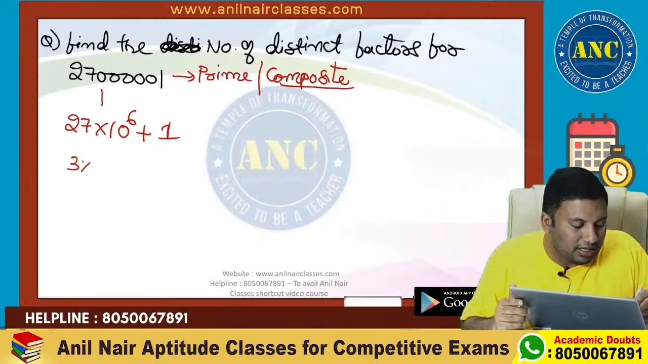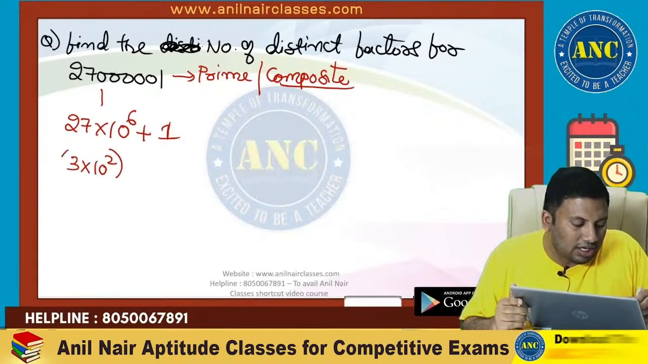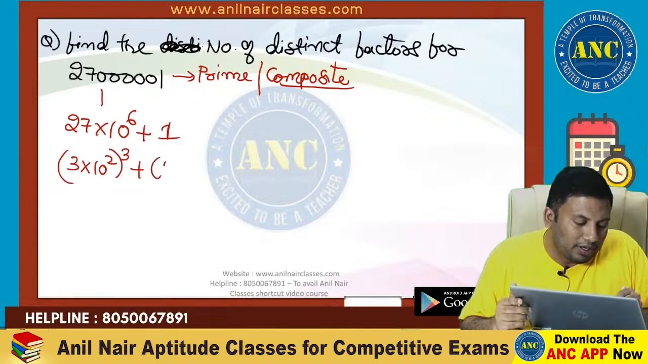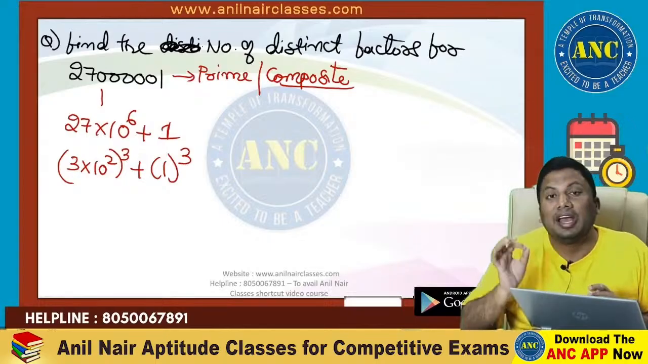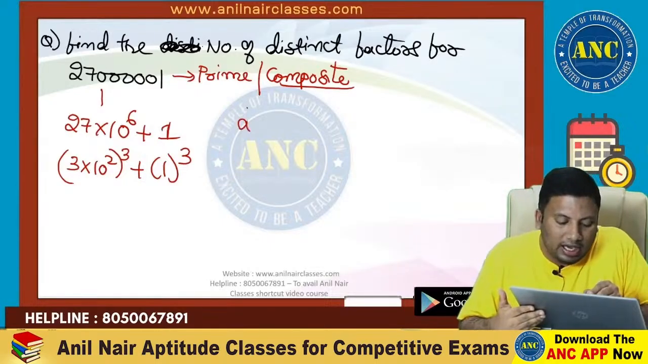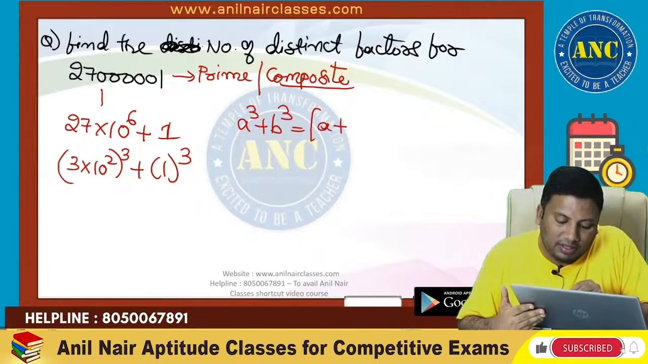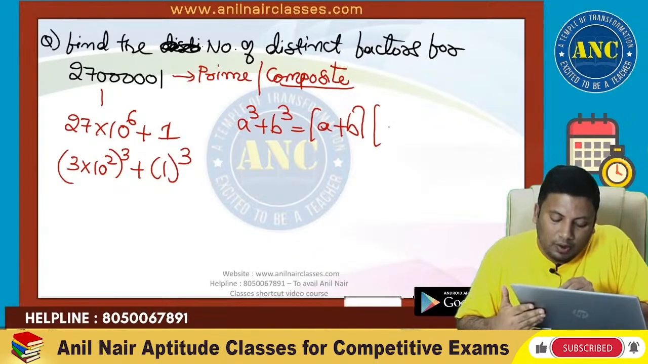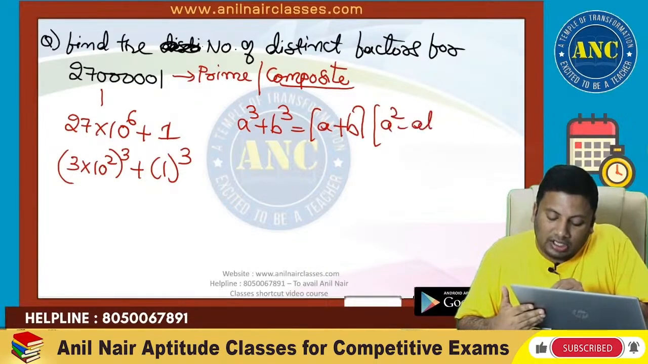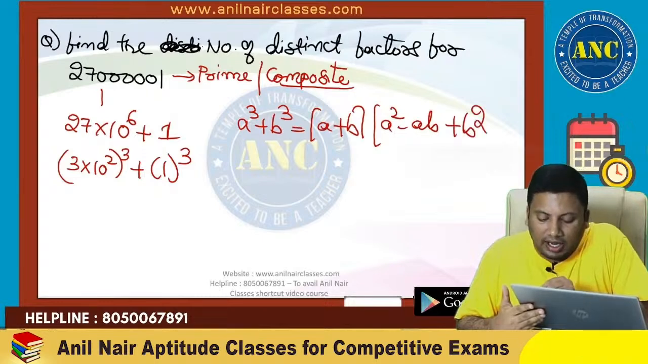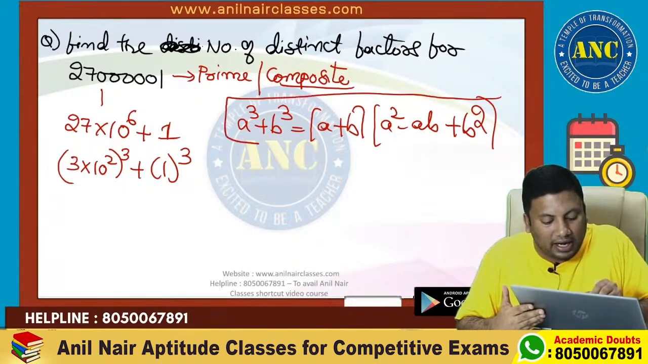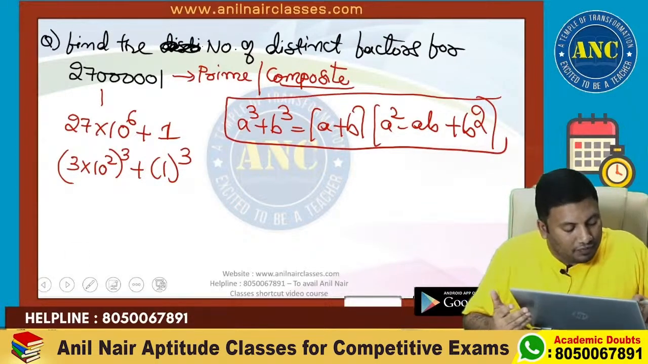So this can be written as (3 into 10 square) whole cube plus 1 whole cube. A cube plus B cube. A cube plus B cube is... 34 questions, 1 hour time is there. So at the end of the day, what matters is your understanding of the concept, right? If you are good in concepts, if you practice it, you will automatically solve it a little faster.